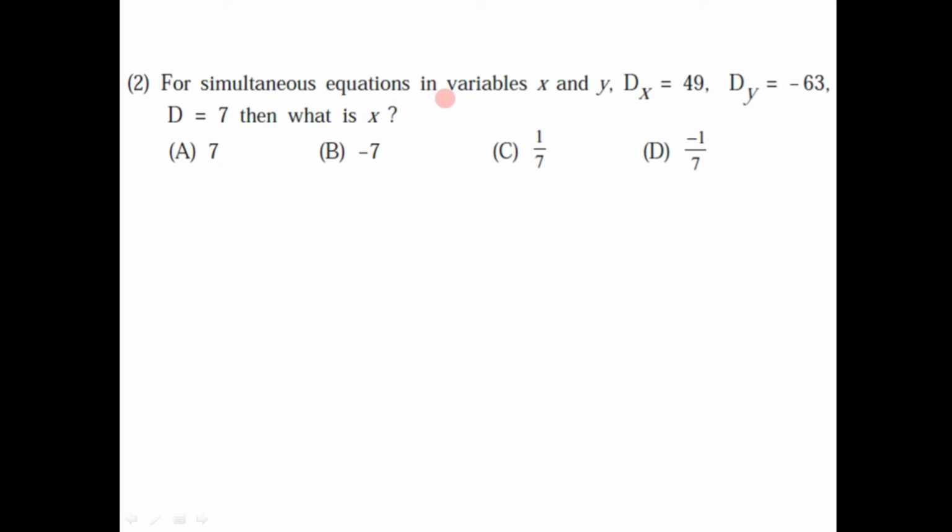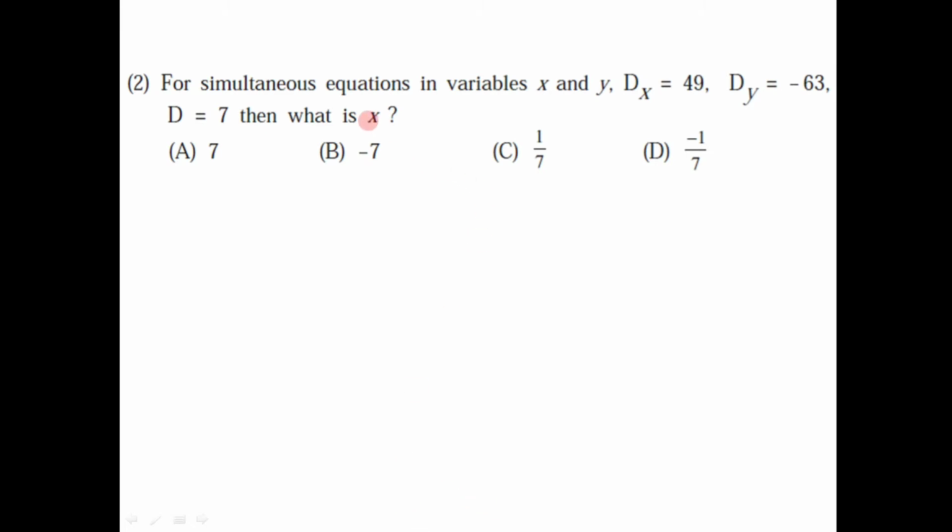For the simultaneous equations in variables x and y, the value of dx is 49, the value of dy is minus 63, and the value of d is 7. From that we have to find the value of x. So here we have to use Cramer's rule, as there are two simultaneous equations given for which the values of dx, dy and d are given, which are needed for Cramer's rule.